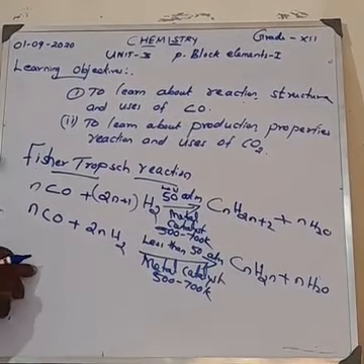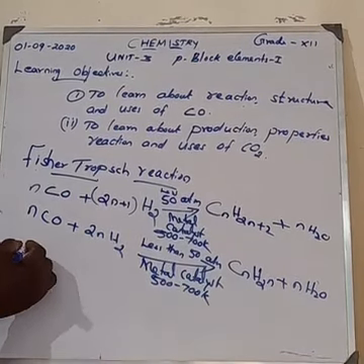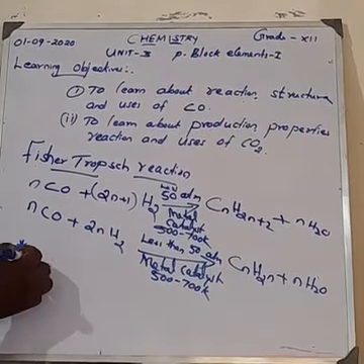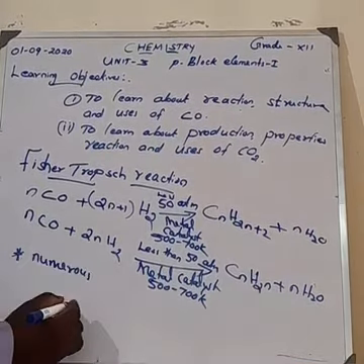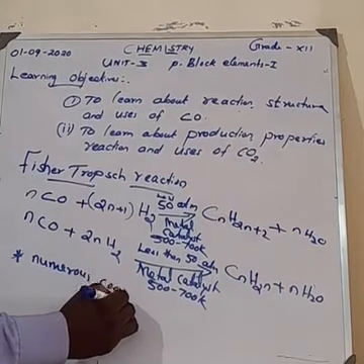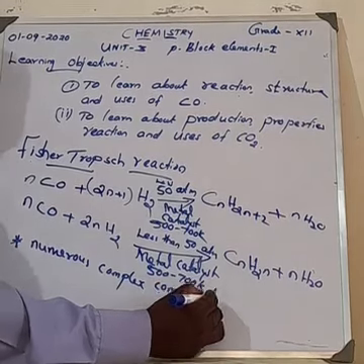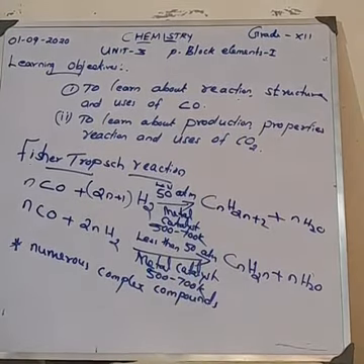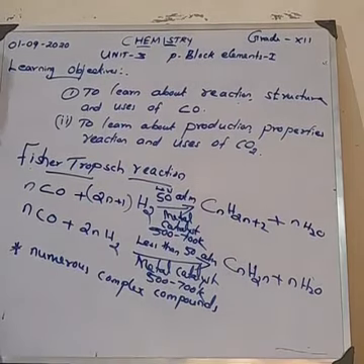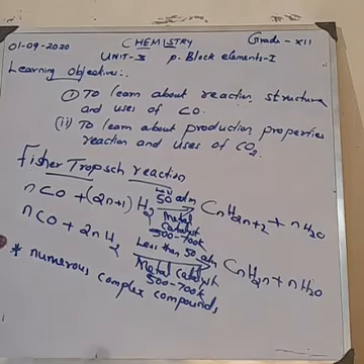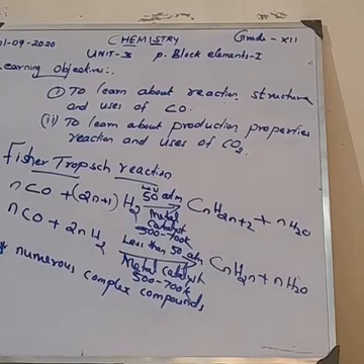Also, carbon monoxide forms numerous complex compounds with the transition metals. This is one of the important points. Can you say what a transition metal is? We say the D block elements are called transition metals, for example gold, silver, copper, etc. These are D block elements, transition elements.